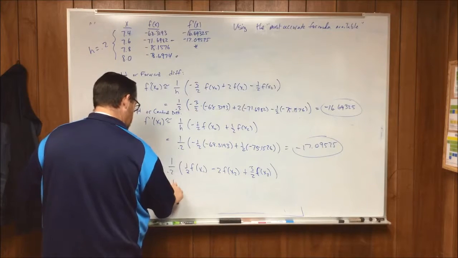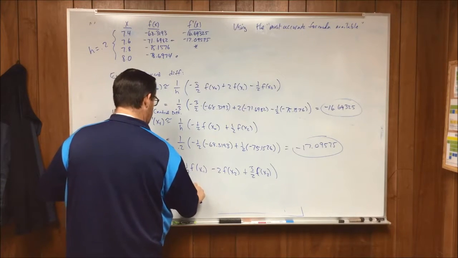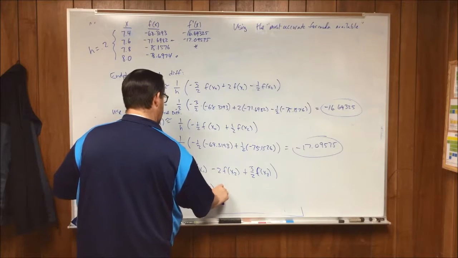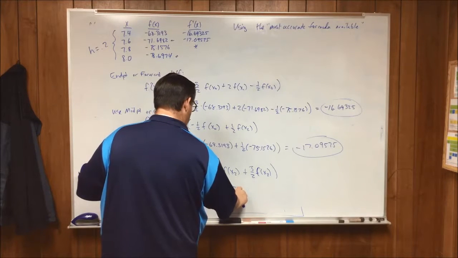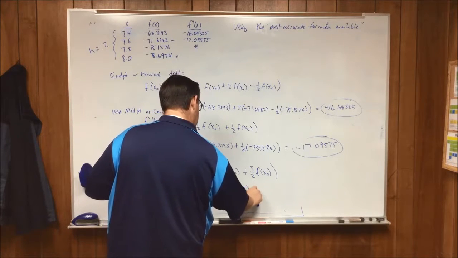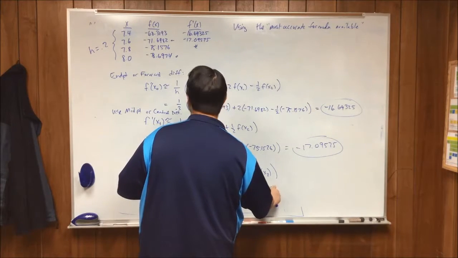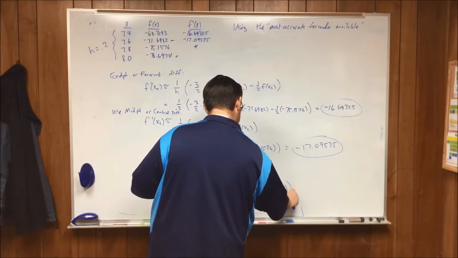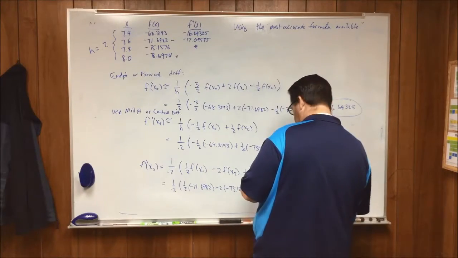Okay? So 1 over 0.2 times 1 half times negative 71.6982 minus 2 times negative 75.1576 plus 3/2 times negative 78.6974. And on the calculator, it's negative 17.9.